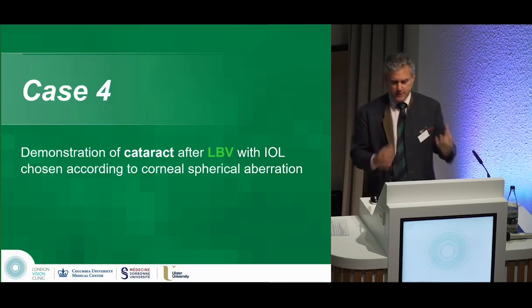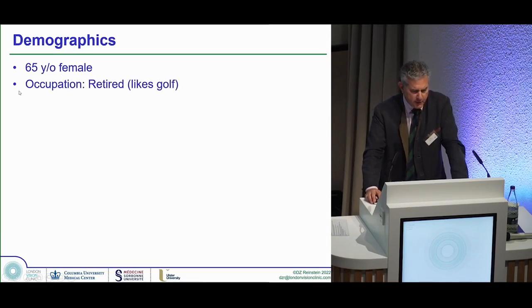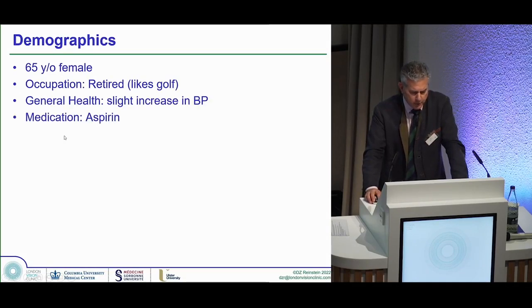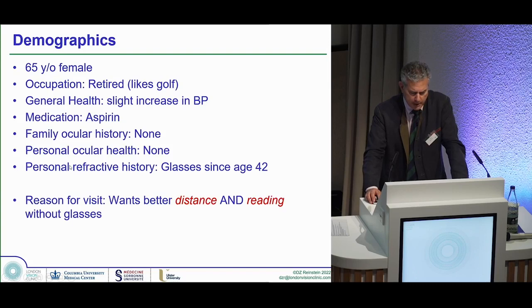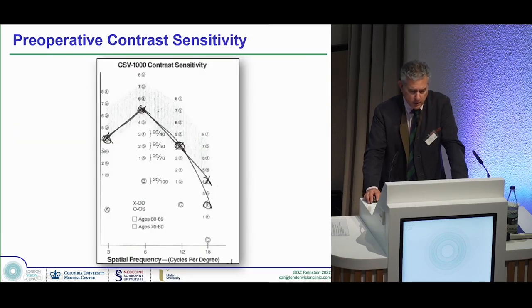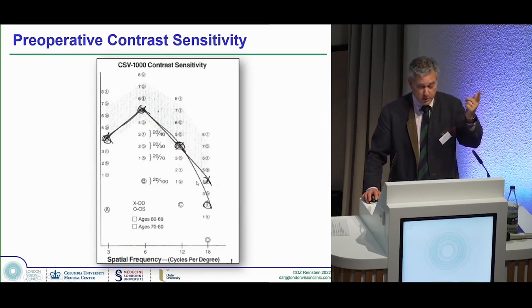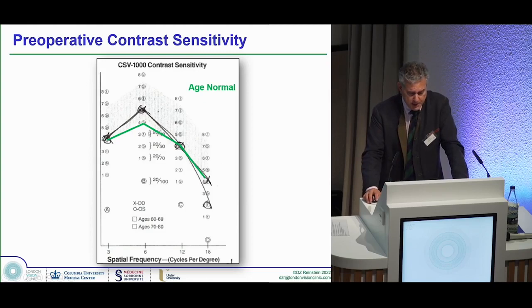And so if we look at this patient, 65, golfer, glasses since 42, reasons for it wants better distance in reading, had 20/20, 20/25, was hyperopic. Contrast sensitivity was totally normal. We still had manual charts. This is a very old chart. It must have been pre-2007. And that's the age normal. So her contrast was still good.